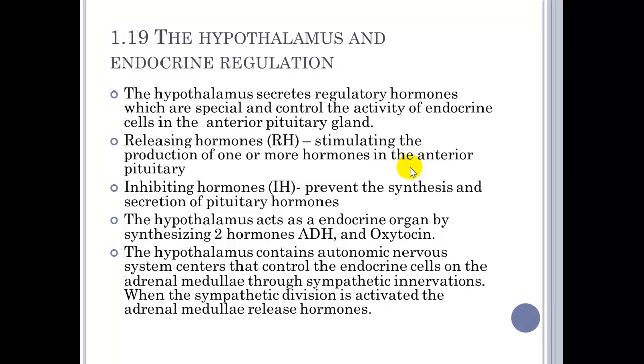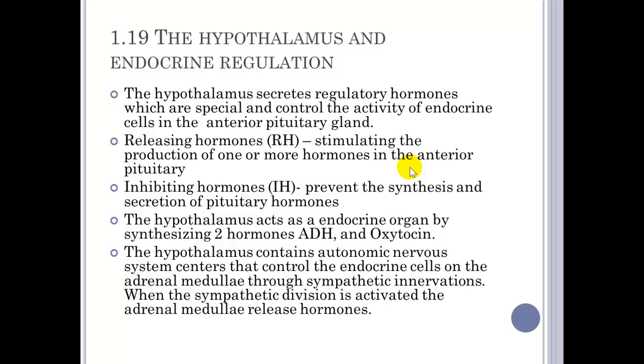Hypothalamus and endocrine regulation. The hypothalamus secretes regulatory hormones, which are special and control the activity of the endocrine cells in the anterior pituitary gland. And we can do this by a couple different ways. We have releasing hormones, which stimulate the production of one or more hormones in the anterior pituitary. And we have inhibiting hormones, and these would prevent the synthesis and secretion of pituitary hormones. The hypothalamus acts as an endocrine organ by synthesizing two hormones, ADH and oxytocin.